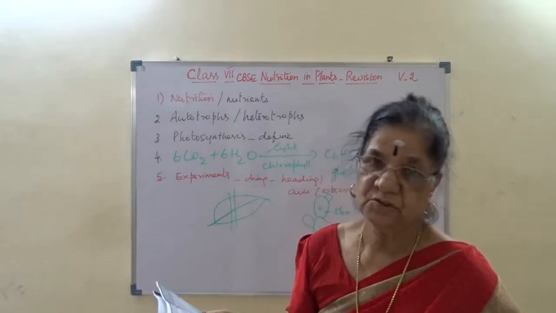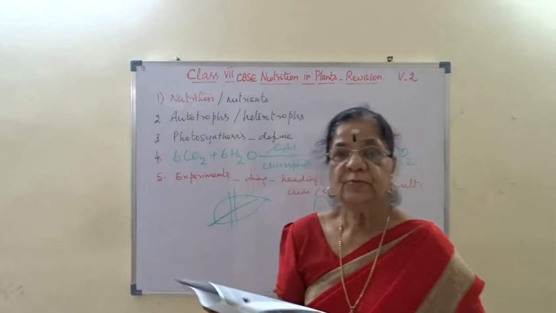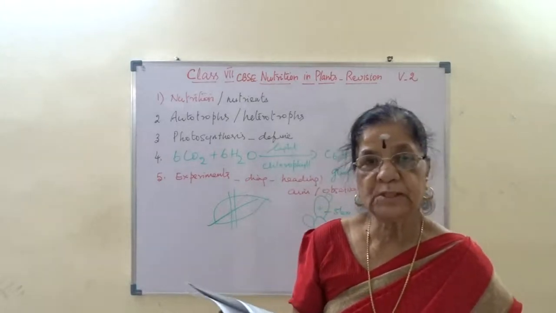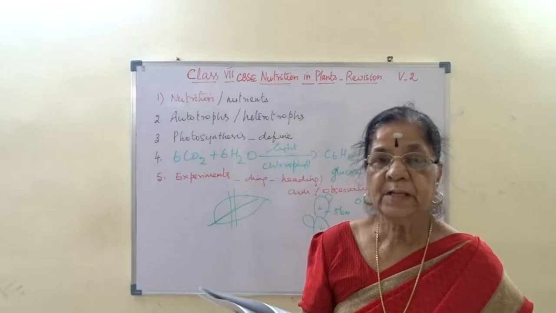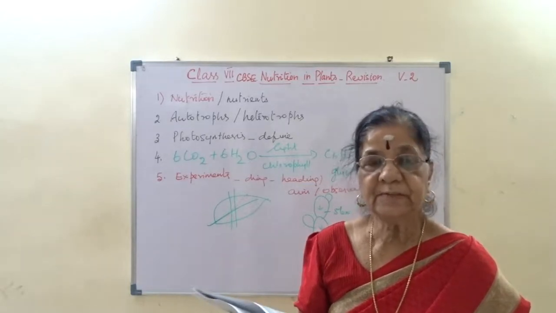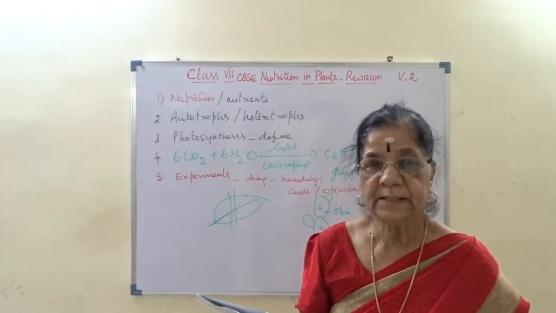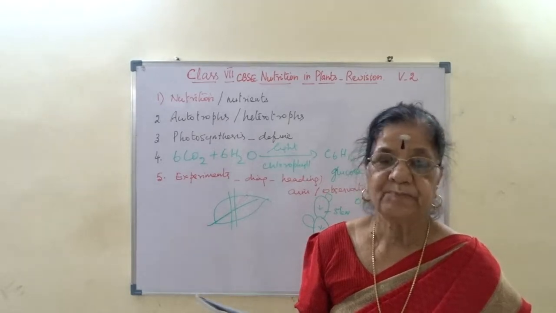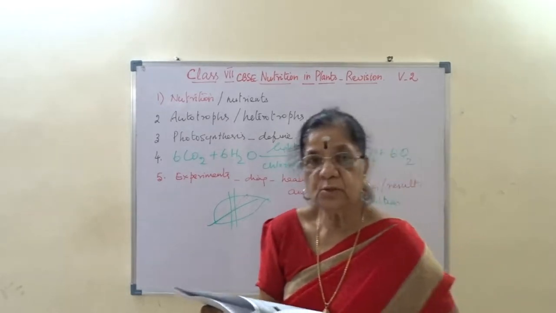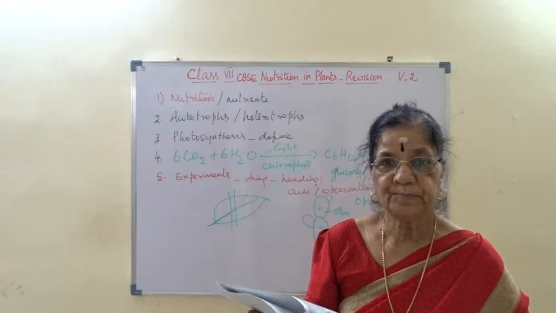Questions will come in this way: choose the correct answer, MCQ, fill in the blanks, say true or false, match the following, give a heading for the diagram. Then an experiment will be given where you may be asked to write the aim or observation or inference. And then one line, two line answers.